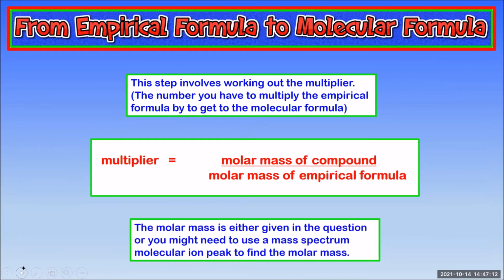Once you know the empirical formula, there's just one more step to calculate the molecular formula. You're going to need the molar mass. This might be given to you in the question, or if you have the mass spectrum, you can just get it from the molecular ion peak. Remember, the molecular formula is a whole number multiple of the empirical formula. All you need to do is find out what that number is. That number is called the multiplier. You calculate it by dividing the molar mass of the compound by the molar mass of the empirical formula.